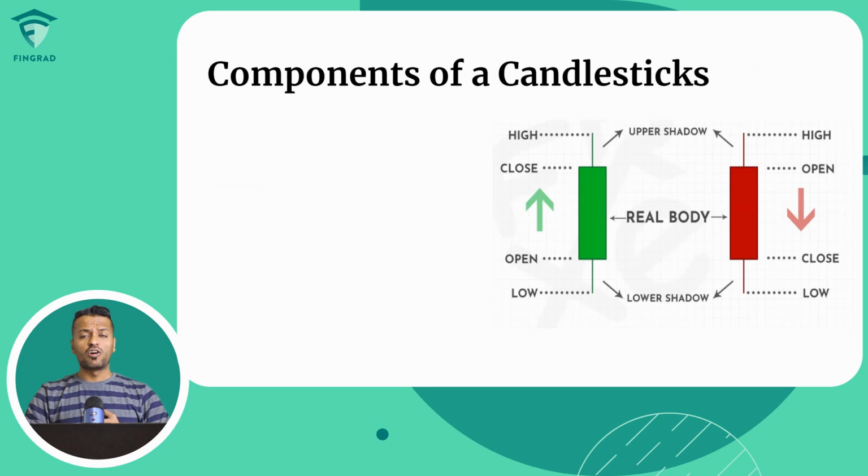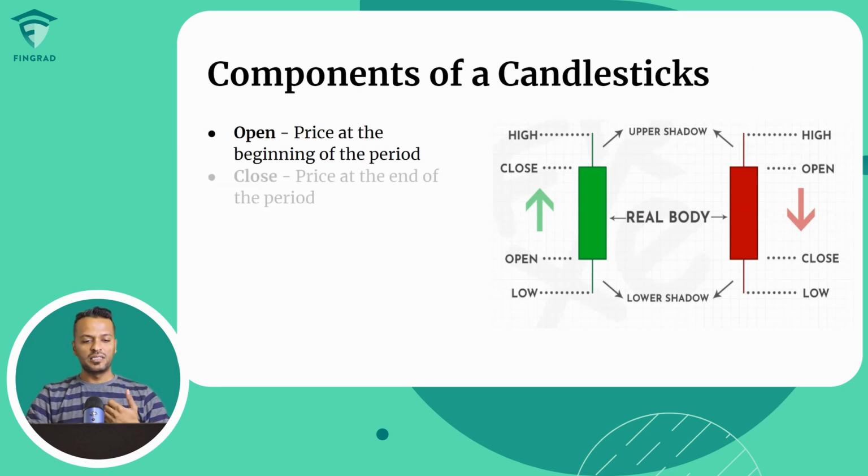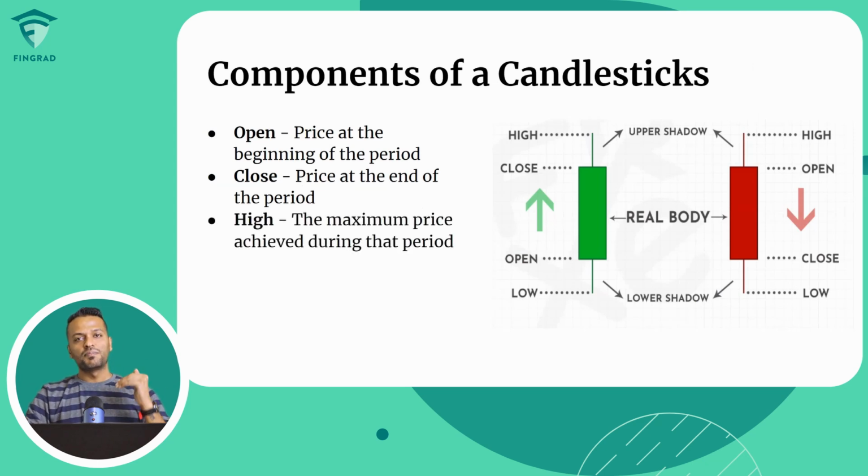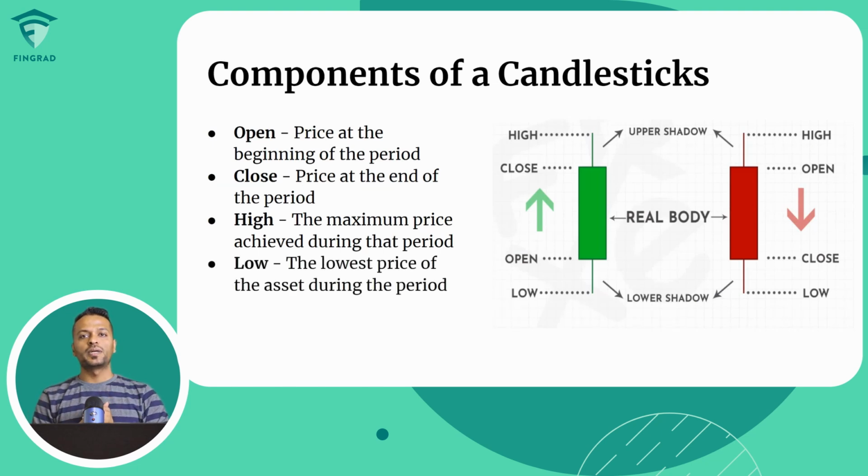Now, what are the various components of a candlestick? This slide is very important, so I would want you to pay a little more attention. It tells you about all the components which form a part of a candlestick. There are 4 important components. That is the open of the candle, basically the price at which the candlestick starts. The close is the price at which the candlestick for that particular time frame stops. High is the maximum price which was achieved during that candle, and low is the lowest price of the candle.